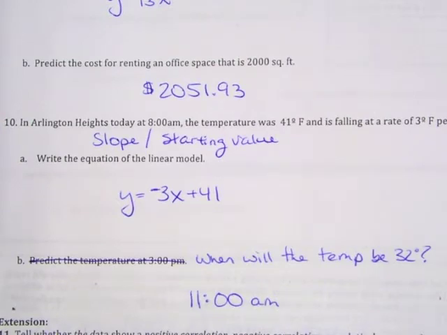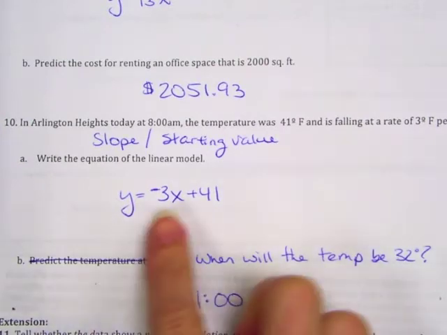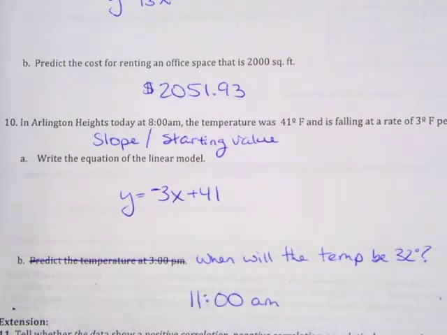Okay, number 10 is not going to have a whole lot of work. When you're given slope and the starting value, you can go ahead and write your equation in y equals mx plus b form right away, b being your starting value and your slope being your m. And then you do have some work to do to find part B for that problem, where you're determining what time. You do get an x value that should be 3.